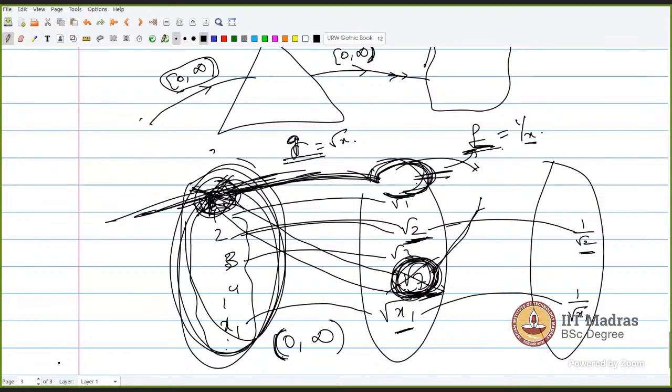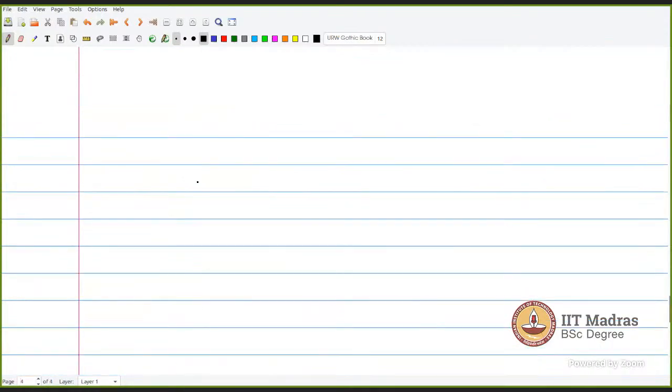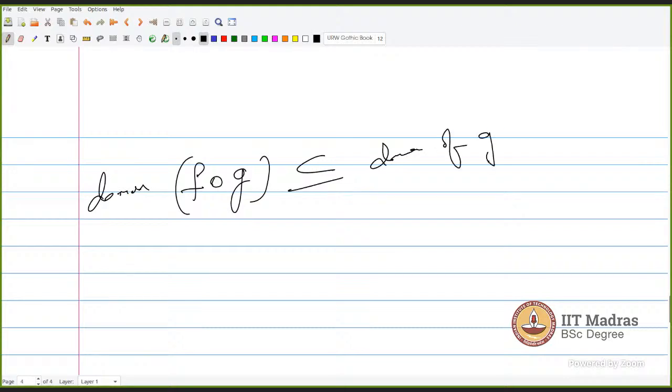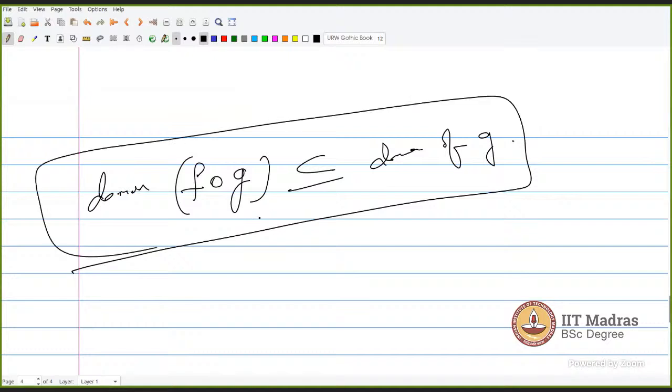I will end this with this thing. Always, for your composite function f circle g, the domain will always be a subset of the domain of g. Just think about this. In the next session, we will try to give you a clear idea.